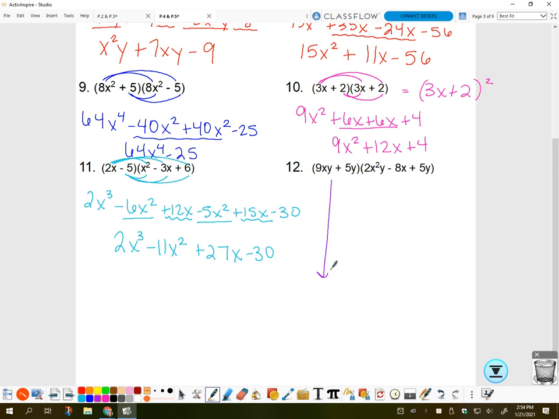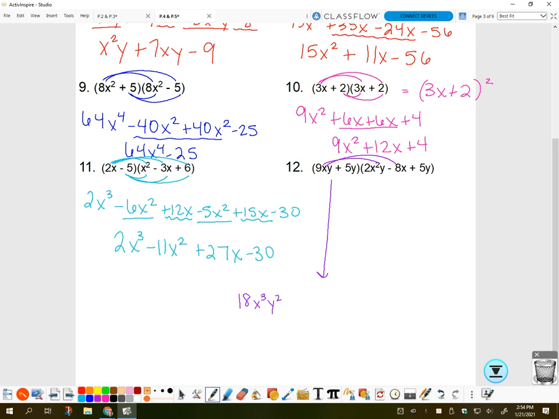Okay. All right, so we're going to do 9xy times 2x squared y. So 9 times 2 is 18. I'm going to run out of room. I got to scoot over. I know 9 times 2 is 18. x times x squared is x to the third. y times y is y squared.